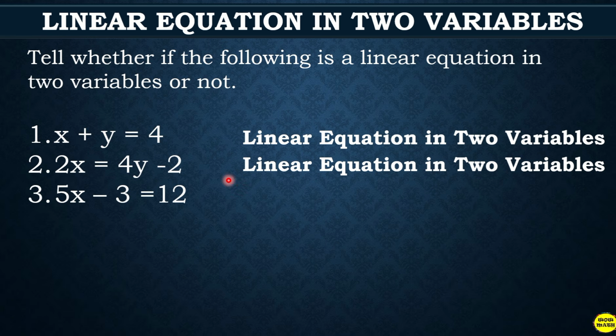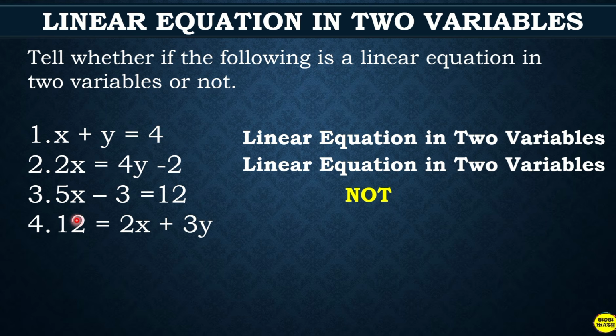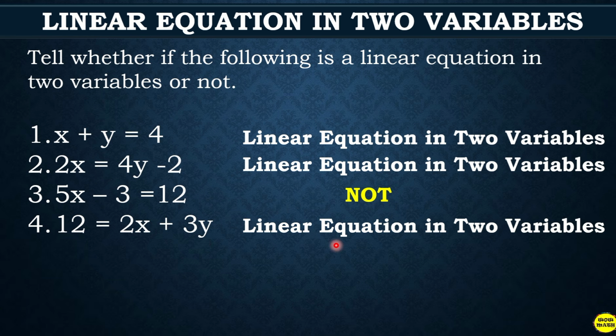Okay? Next, I have 5x minus 3 equals 12. Is this a linear equation in two variables? Okay, this is not a linear equation in two variables. Why? Because I only have one variable here. Another, 12 is equal to 2x plus 3y. Correct. This is a linear equation in two variables because I have two variables.